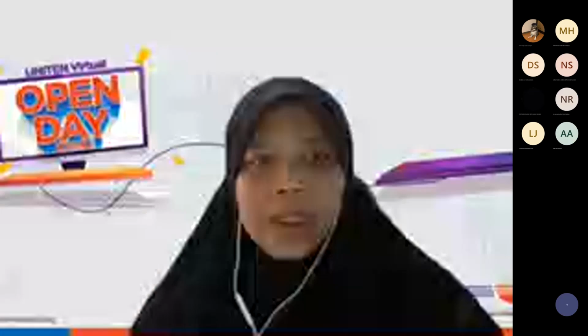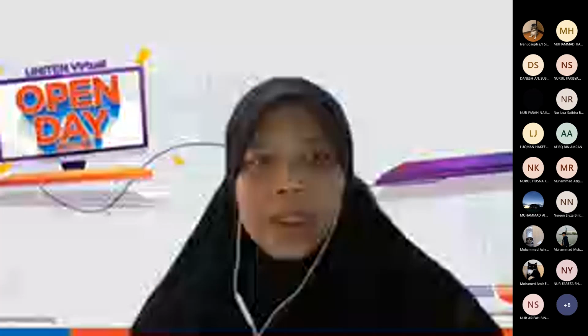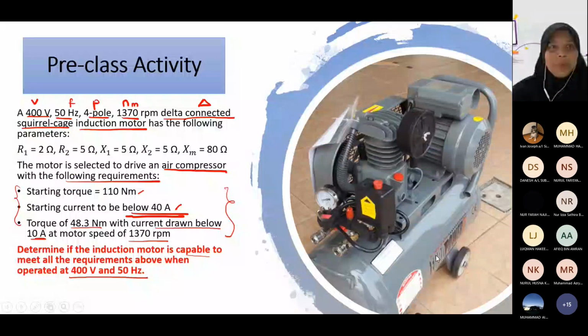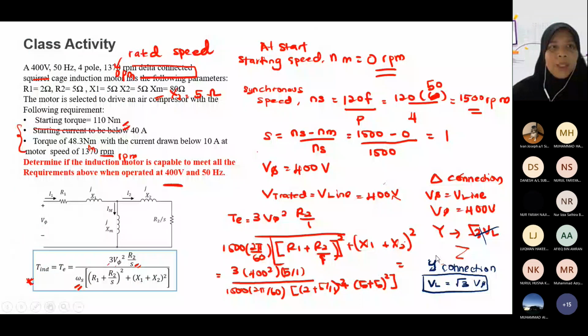Let's look at what we have done last week. So all the information given here: 400 volt, 50 hertz, 4 pole, and 1370 RPM, and this is delta connected. In order to do the practice problem for 3-phase, you must be aware whether it is Y or delta connected. Okay, this is a delta connected induction motor, and it has the following parameters R1, R2, X1, X2, and Xm based on this equivalent circuit.